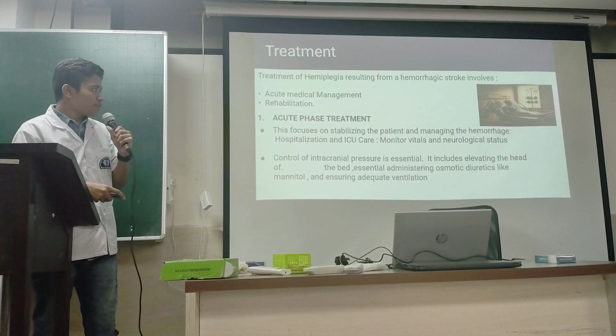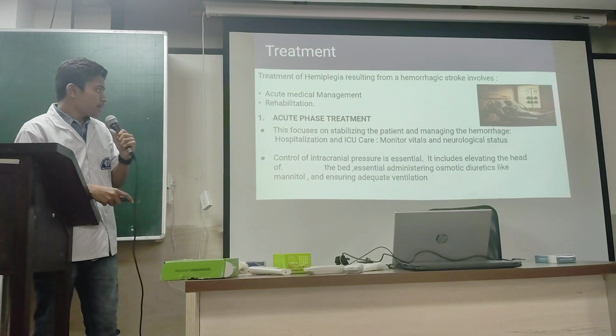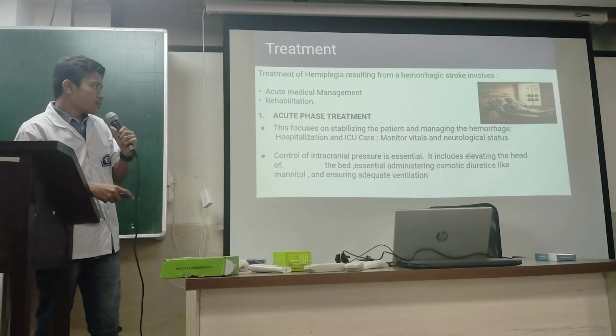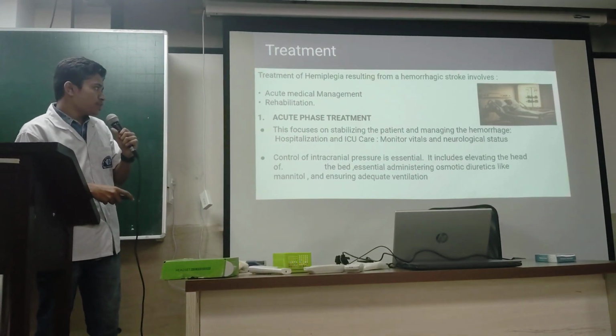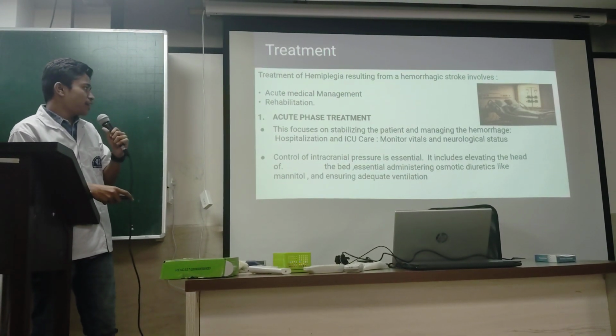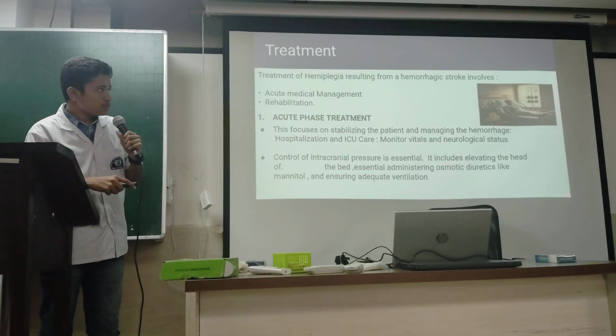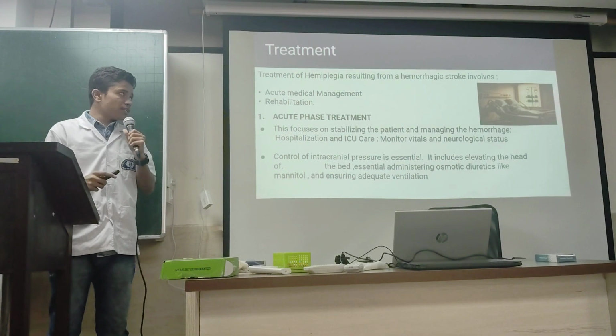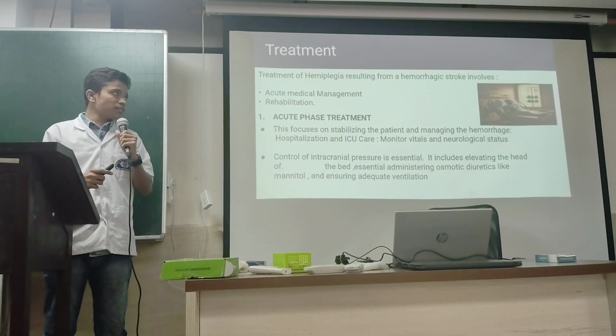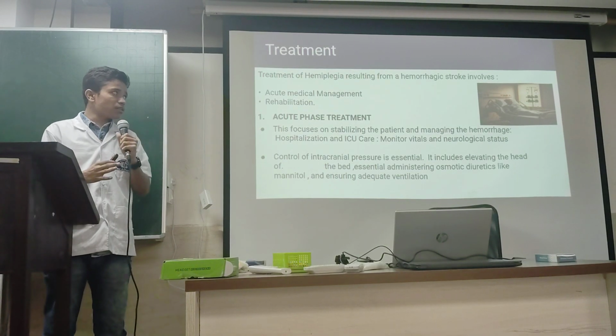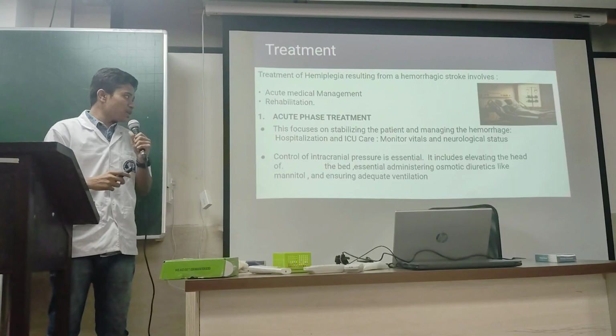Control of intracranial pressure is essential. It includes elevating the head end of the bed, administering osmotic diuretics like mannitol, and ensuring adequate ventilation. As shown in the diagram, the head of the patient is elevated at 30 degrees so that the venous drainage is proper and so that intracranial pressure does not increase by accumulation of blood.